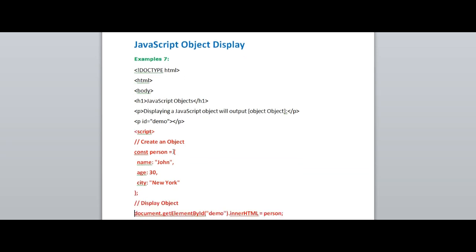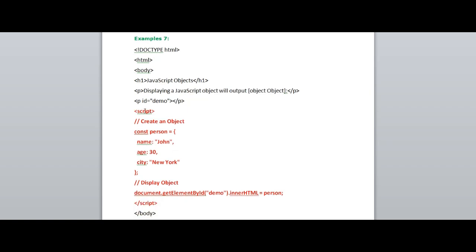Now the script is simply the same. Create a script, constant person, name John, age 30, city New York, to display the objects. We've used a consistent code, document.getElementById. What is the ID? Demo. And you put the demo here, .innerHTML equals person. If we put this code here like this, it did not specify any particular property. It's supposed to be person.name or person.age, but you just said person. Let's see the output of this.